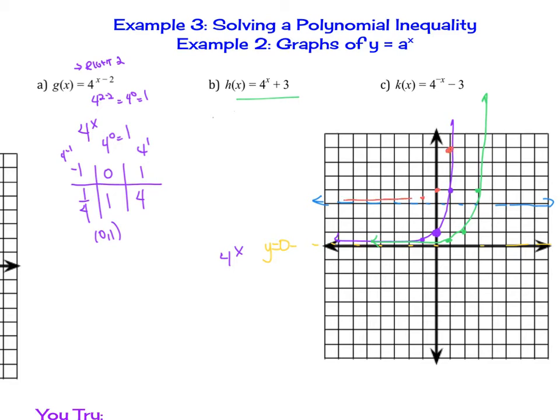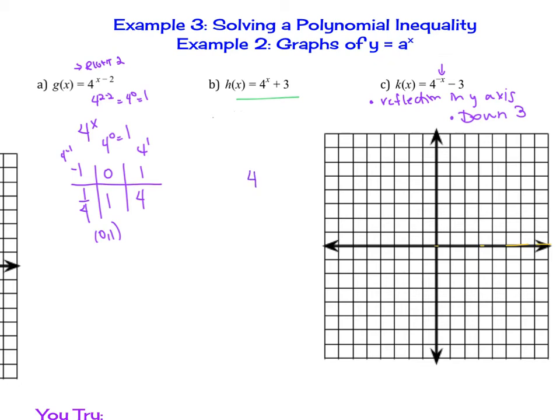Okay, so that helps you out with graphing exponentials. Now let's do letter C. That one's a little more complicated because there are a lot more transformations going on. So I'm going to erase everything. 4 to the negative x tells me it's a reflection in the y-axis, and this is also down 3. You should read it from left to right: reflection in the y-axis and then down 3.